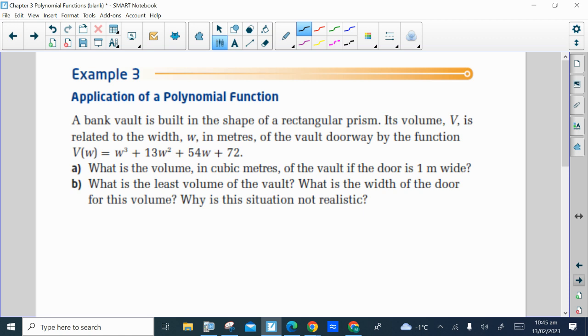A bank vault is built in the shape of a rectangular prism. Its volume V is related to the width W in meters of the vault doorway by this function. What is the volume in cubic meters of the vault if the door is 1 meter wide? So for question A, we're going to find V at 1. W represents the width of the doorway, and the function will tell you the volume of the vault. So in this case, we're going to determine the volume when W is 1.